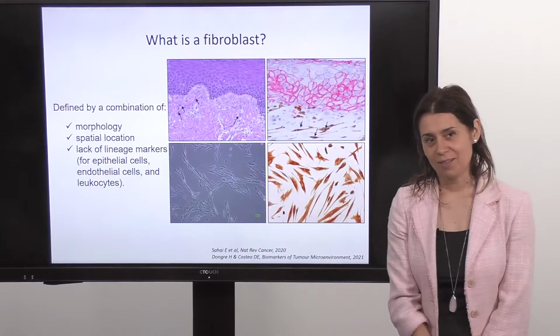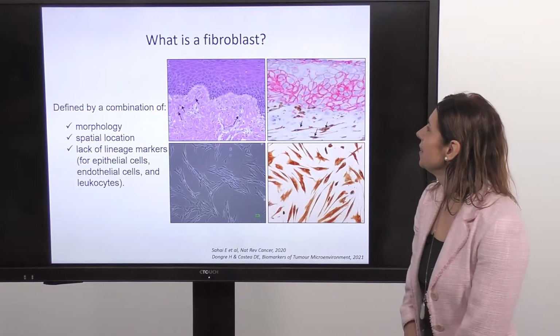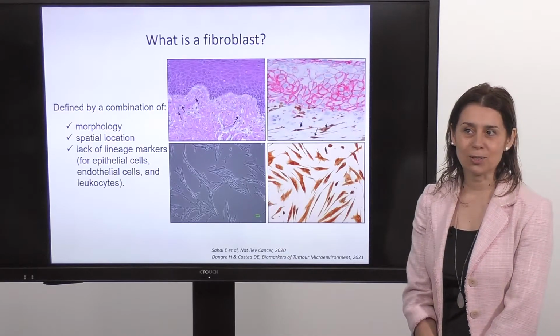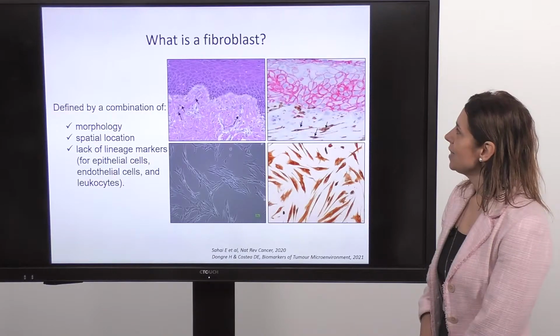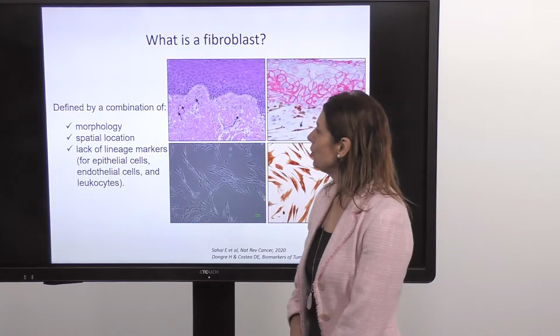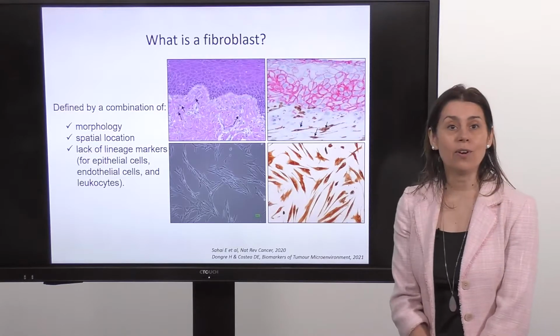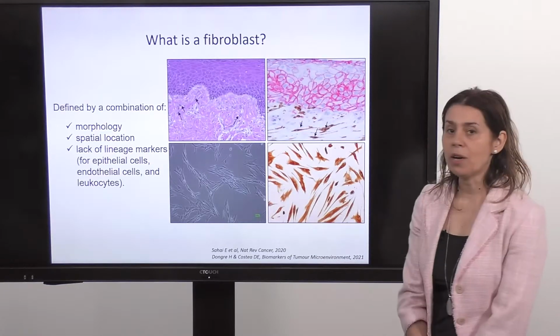What is a fibroblast? Despite the interest in this cell and its interactions with tumors and its relevance for tumor progression, we still have a pretty poor definition of this cell type. It is usually defined by a combination of morphology, spatial location, and lack of other lineage markers.